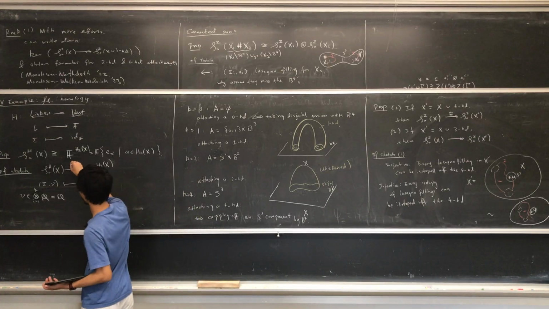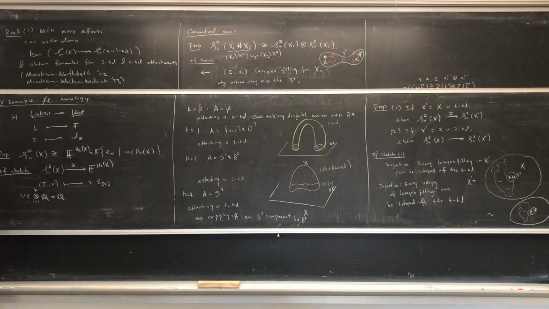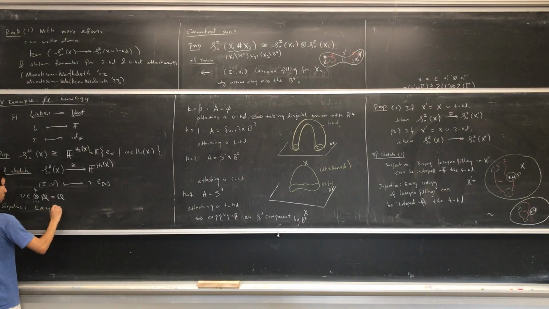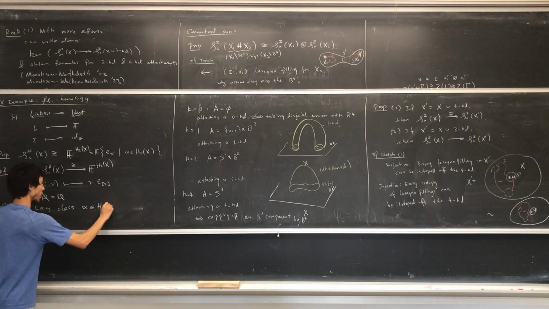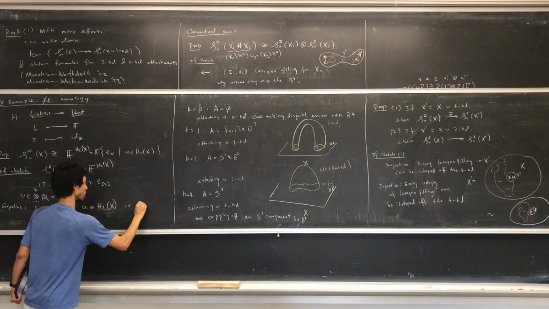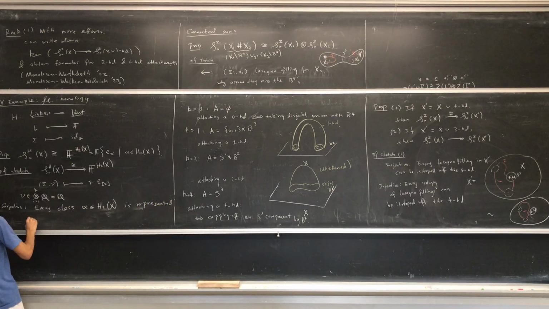And I claim that this is an isomorphism. So maybe I only have time probably to prove the surjectivity and wave my hand for the injectivity part. But to prove this is surjective is actually fairly straightforward. This is because every second homology class in S is represented by a smoothly embedded surface.